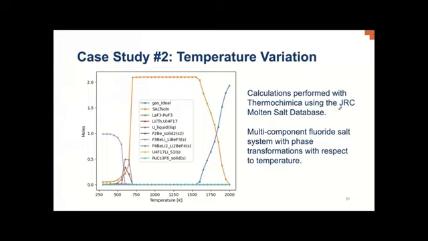Case study number 2 considers a much more complicated system of the salt from the JRC database. In this case here, it's looking at prototypic irradiated salt with somewhat realistic composition. And what is happening here is that the temperature is varied across this composition, and what the plot is showing here is the predicted number of moles of different phases as the temperature increases. So we're starting here at about 300 degrees Kelvin. So it's basically room temperature.